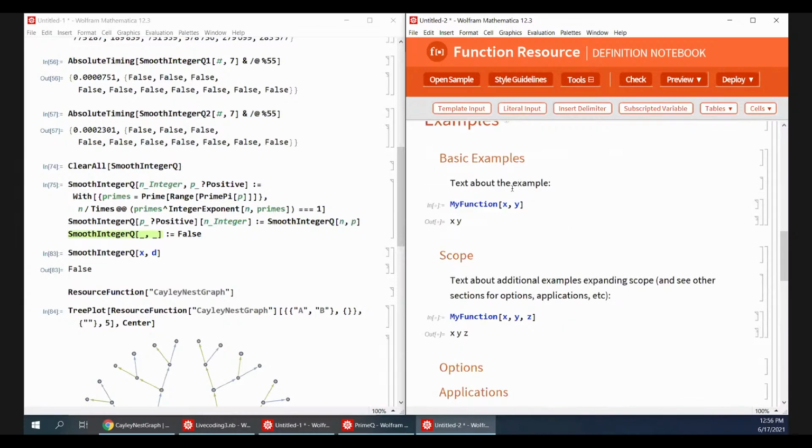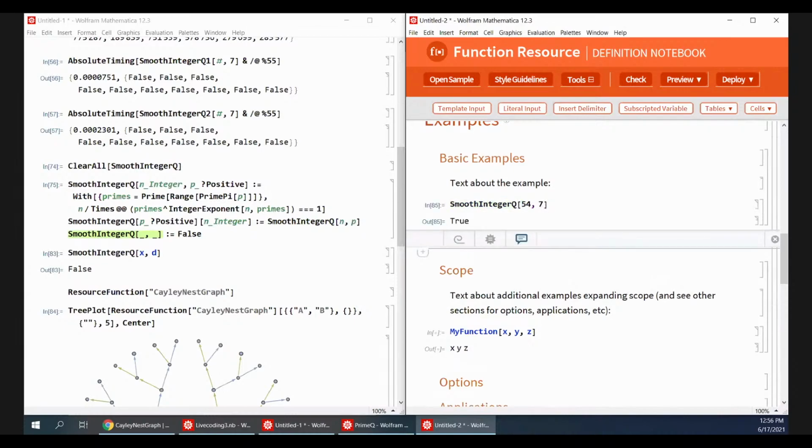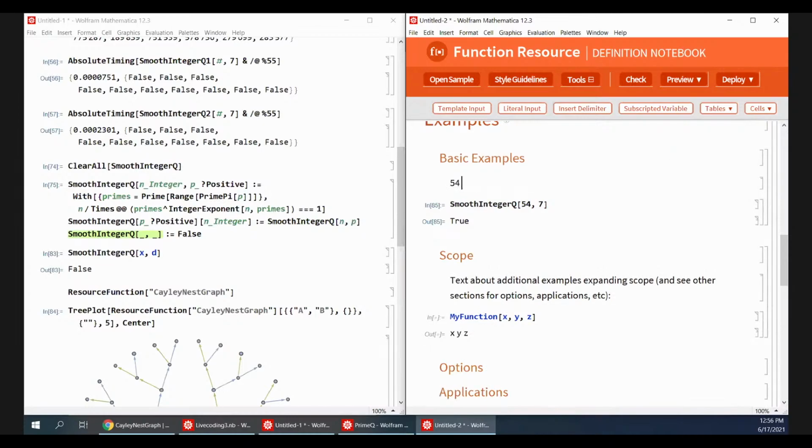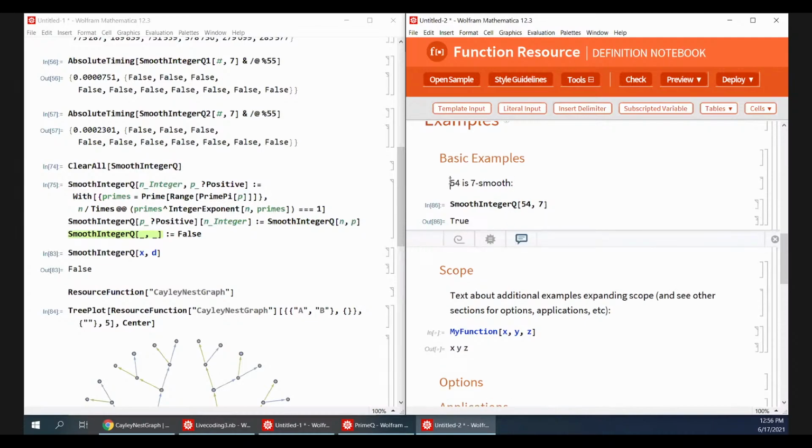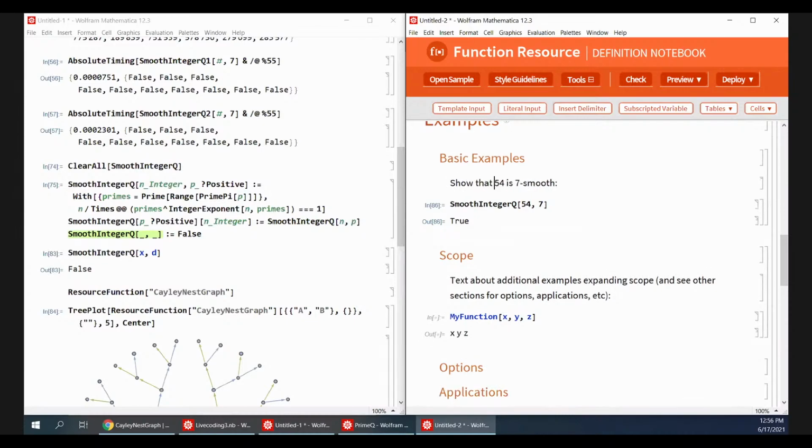So let's get into the examples. Some basic examples. We should have just smooth integer Q acting on some number. Earlier we used 54, and we'll see if that's 7 smooth. And it is. So for this, could we just say 54 is 7 smooth? Sure. Or show that too, if you like. Yeah, what you have is fine. Again, I'm just offering alternative wordings.